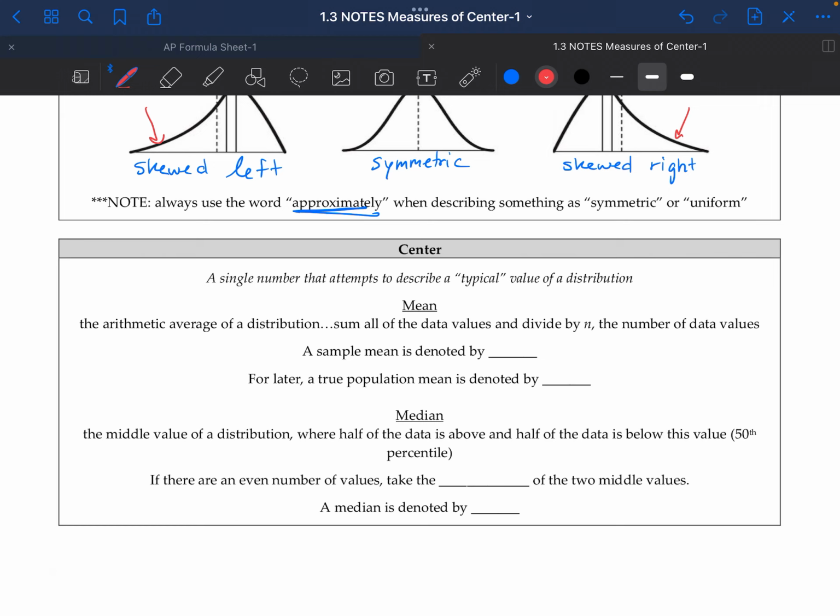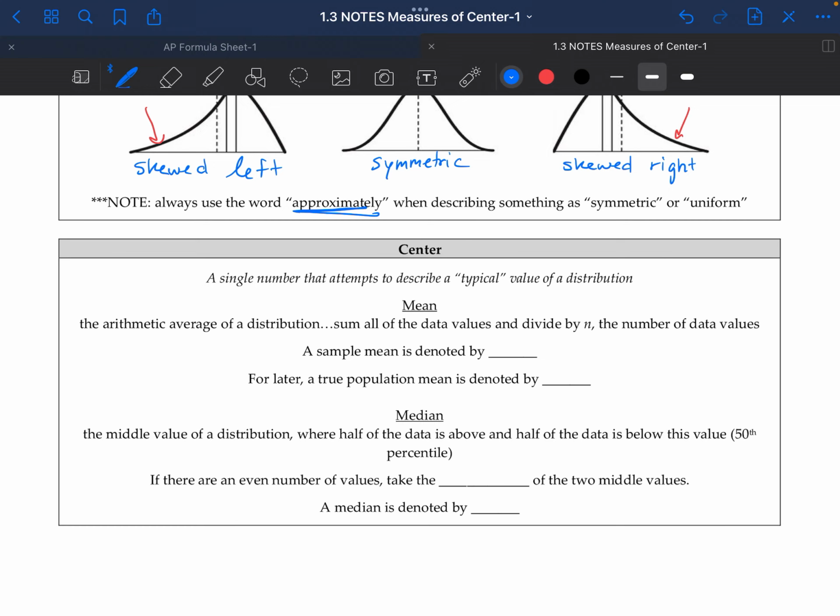We have two ways of measuring center. Center is an attempt to say what's the typical value for a distribution? So you're trying to boil down a big distribution to a single number if possible. There are two ways to do that in this course. The first one is the mean. That's what people usually talk about when they say average. It's the arithmetic average. This is where you add up all the data points and divide by the number of data values that you have.